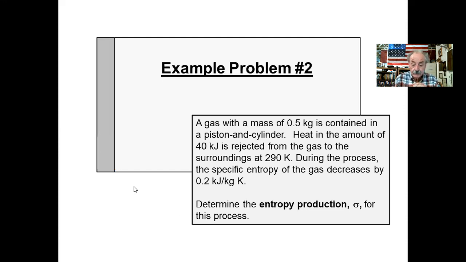Second example: a gas with a mass of 0.5 kilogram is also contained in a piston cylinder. Heat in the amount of 40 kilojoules is rejected from the gas to the surroundings at 290 K. During the process, the specific entropy of the gas decreases by 0.2 kilojoules per kilogram degree K. Determine the entropy production sigma for this process.